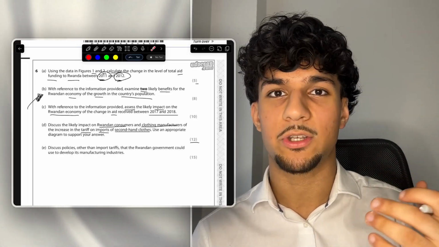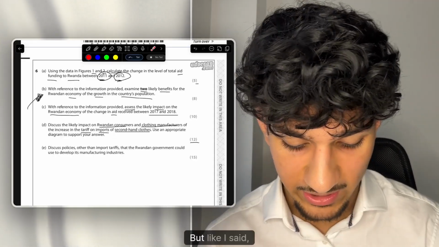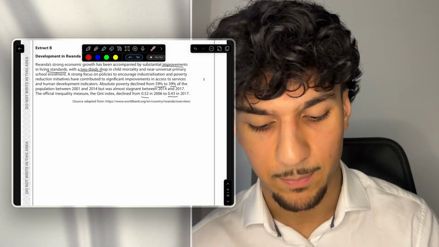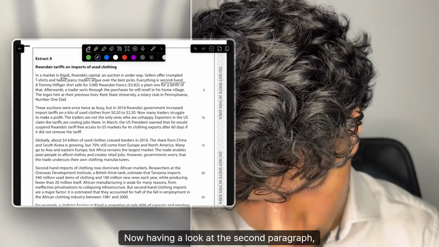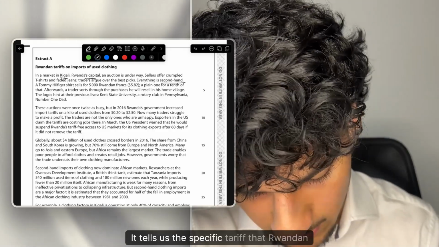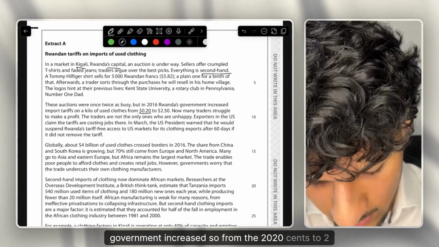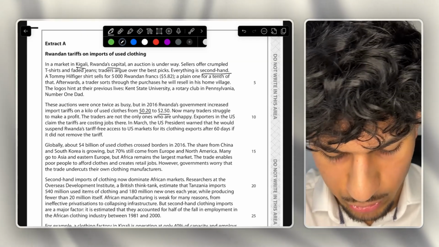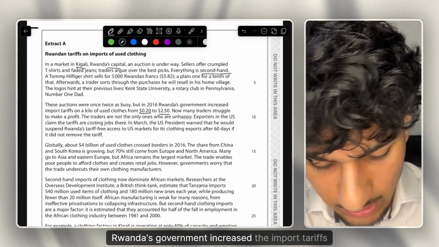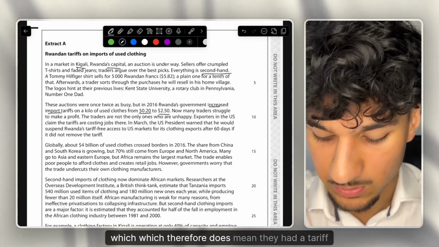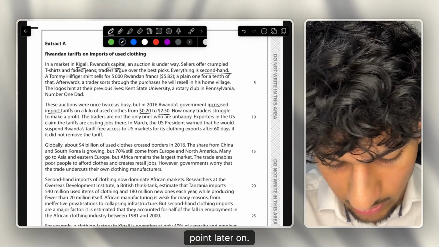You need to use the examples you know, the content knowledge you know, and apply that to different scenarios. But like I said, let's have a deeper dive into the extract to find bits of application and a few paragraph points to speak about. Now having a look at the second paragraph, what does it say? It tells us the specific tariff that the Rwandan government increased, from 20 cents to $2.50. But a really small thing there, Rwanda's government increased the import tariffs, which therefore does mean they had a tariff on before. So that could work as a really good evaluation point later on.